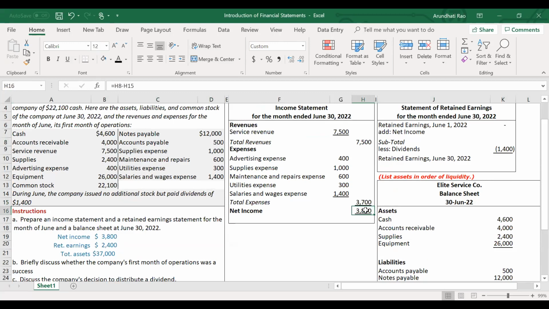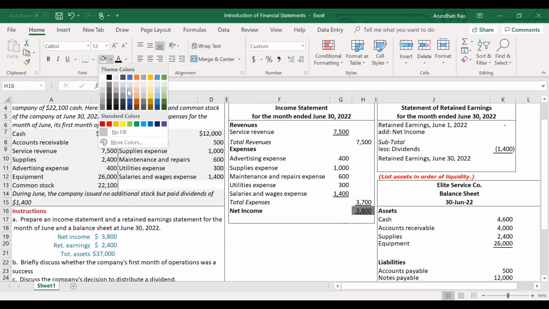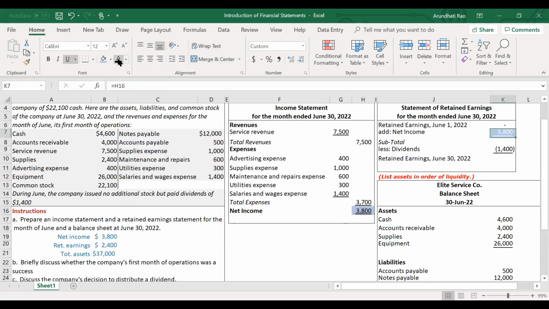Obviously, here with Excel, you can have anything set up anywhere, any way you want to. But I just want to point out to you, revenues minus expenses is going to give you net income. If it's a positive number, it's a net profit. If it's a negative number, it's a loss. So this number I'm going to highlight in a different color. And the reason I'm doing that is to tell you that that number carries over here. These two statements are linked.